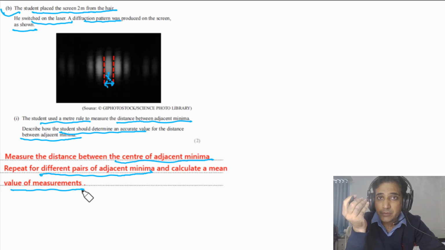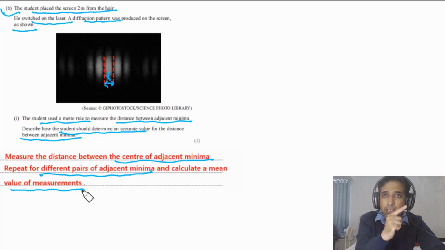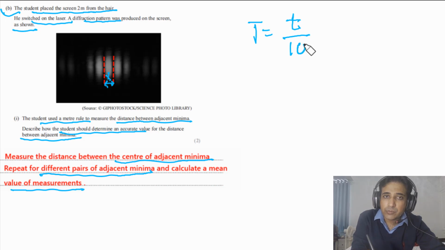For example, when we measure the time period of a simple pendulum, we measure the time for at least 5 oscillations or 10 oscillations, and then we divide that time taken by the number of oscillations. So let's say this is the time taken for 10 oscillations, we will divide by 10 and we can find the time period of the simple pendulum, because this will improve the accuracy and minimize the percentage uncertainty. And the same you can also do for this type of question.